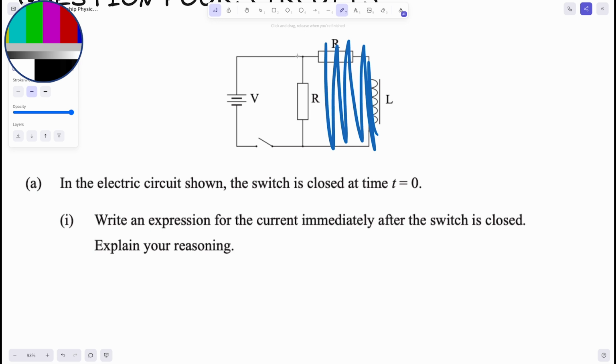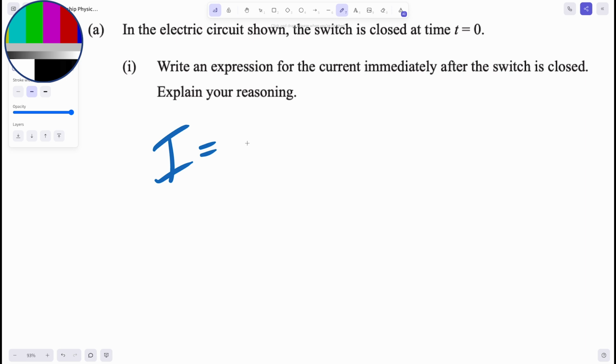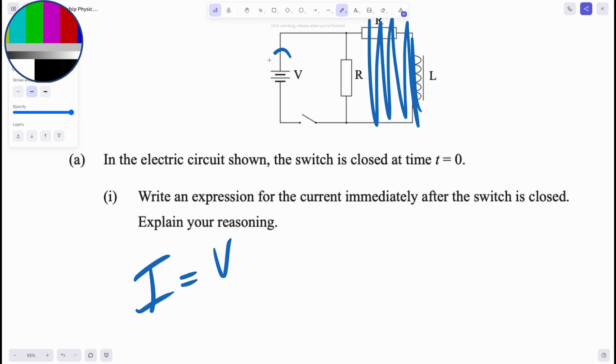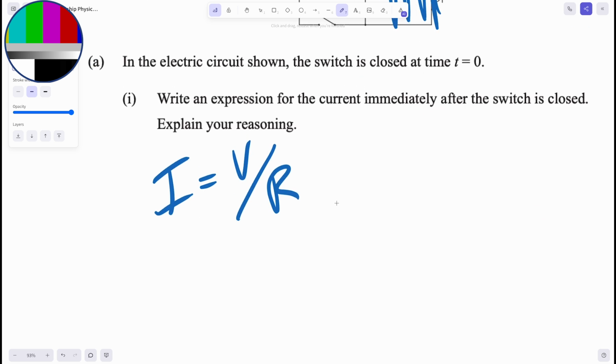And as you can see, this is just going to be a regular series circuit, and therefore the current is going to be equal to the supply voltage over the total resistance, which in this case is just R, and so the current is going to be V over R.